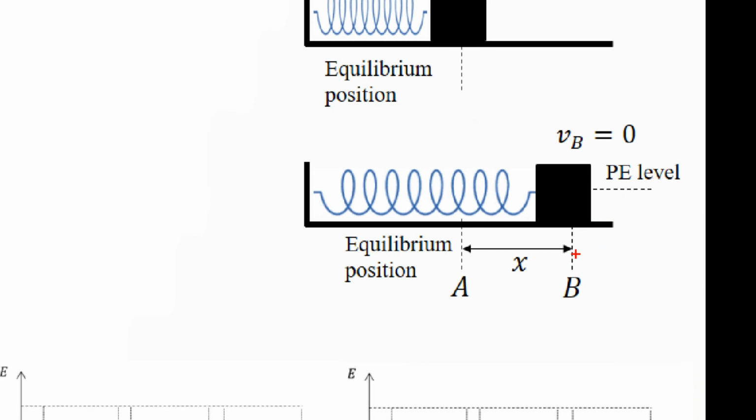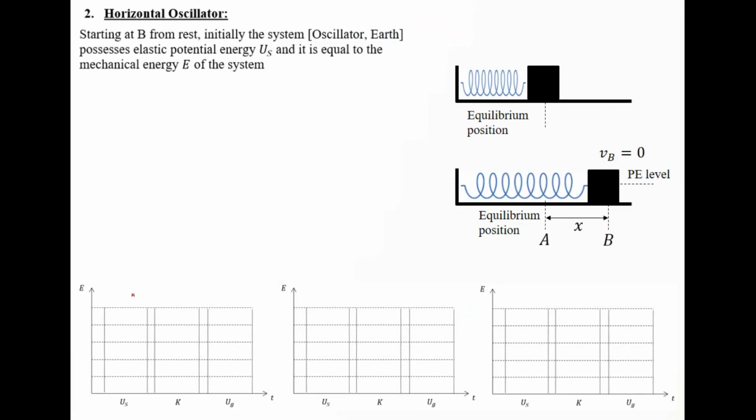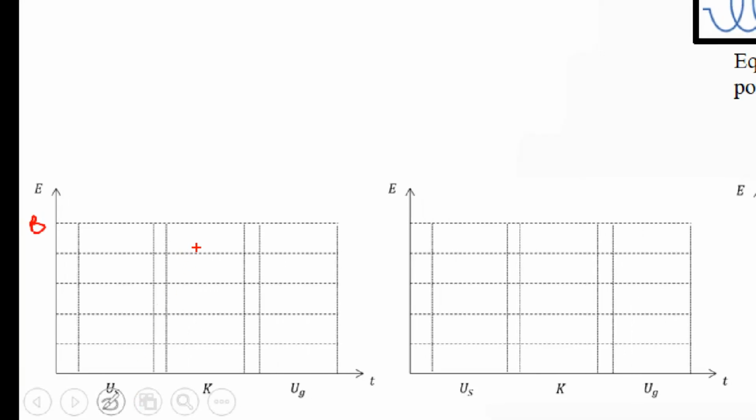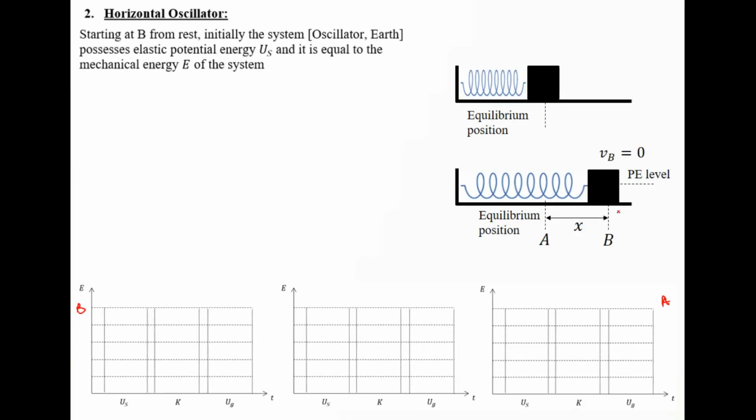Initially, we started from point B. The initial speed is 0, which means if this is B and that's A, at B we would expect that K would be empty, and all of our energy is possessed as elastic potential energy. Why? Because the spring is elongated.